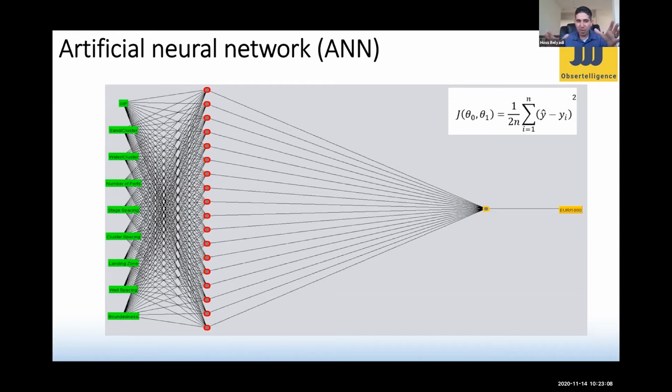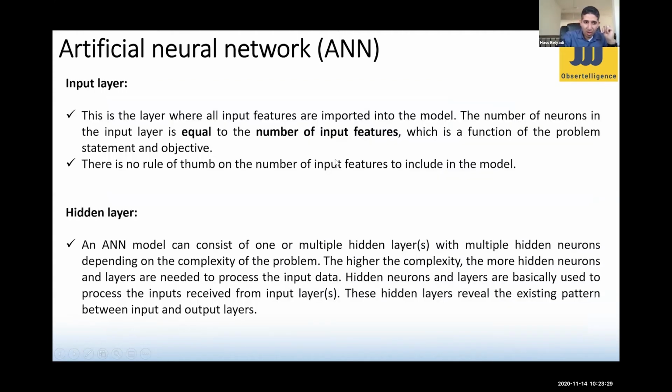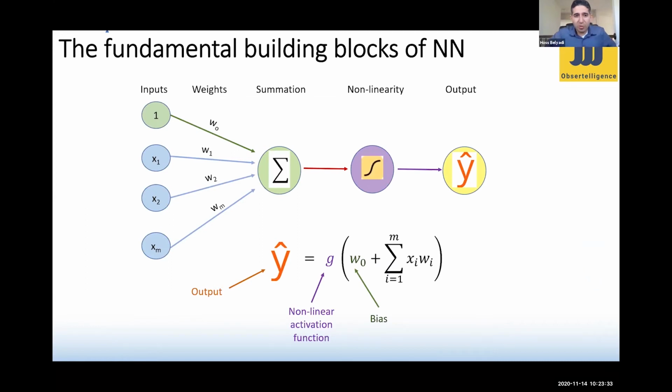Okay, so just remember that in an ANN right now, you have an input layer, you have a hidden layer, and you have an output layer. And your output layer in this case has just one output, which is EUR per 1,000 feet, but you could have multiple outputs. Okay. So now let's go over the fundamental building blocks of a neural network. Let's look at this and make sense out of this first.